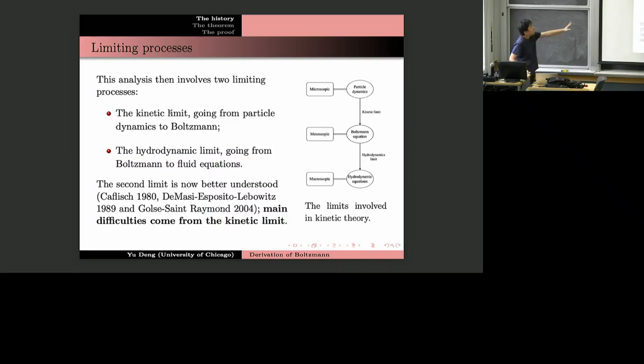Okay. So here, to complete this full program, the main difficulty comes from the first limit, the Hilbert limit, and we'll see in the process that this main difficulty actually comes from how we will be able to connect the first limit to the second limit, and this requires the derivation of the Boltzmann equation for arbitrarily long times.